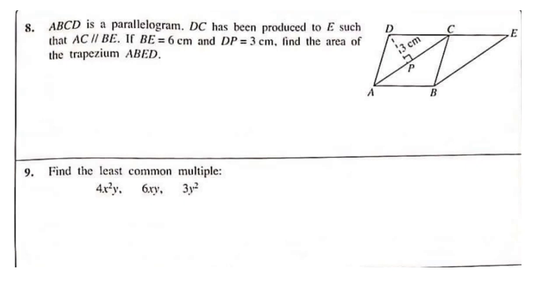And what about this? ABCD is a parallelogram. DC has been produced to E such that AC is parallel to BE. AC is parallel to BE, and you know that this is parallel to this one because ABCD is a parallelogram and this is parallel to this one. So find the area of the trapezium ABED. So you can see this one.